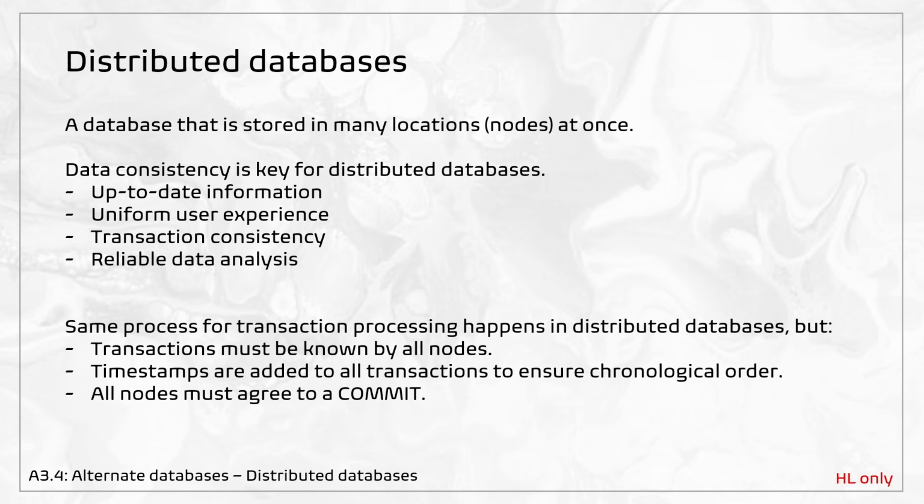Without data consistency, some users' information might lag behind. Imagine that happening with something like a worldwide banking system. That would be really bad. Data consistency is also needed for transaction accuracy and reliable data analysis. When distributed databases perform transactions, it's the same as we talked about previously, but they do these 3 additional steps for cross-checking with different nodes.